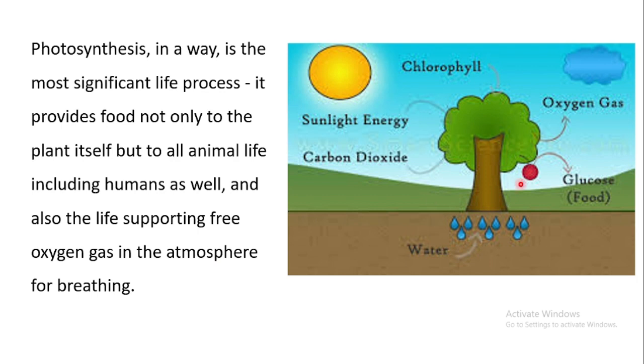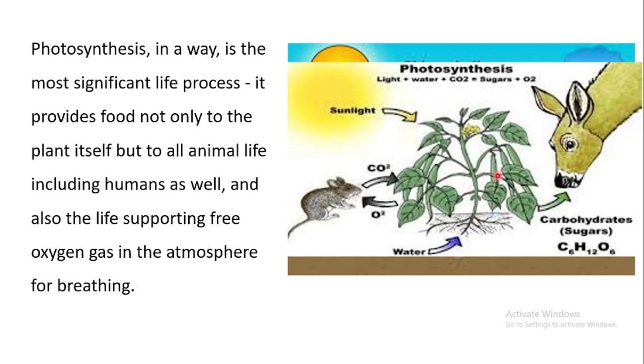Okay, so we all know what is photosynthesis. The plants take in water from the soil through the roots, also carbon dioxide from the air, and in presence of sunlight, the chlorophyll helps in production of glucose, which is the food that we all get, and the byproduct, that is oxygen gas, which is also very important for sustaining life. Okay, so you can see here light plus water plus CO2 gives sugar plus O2.